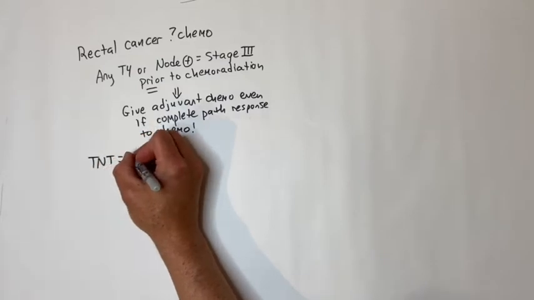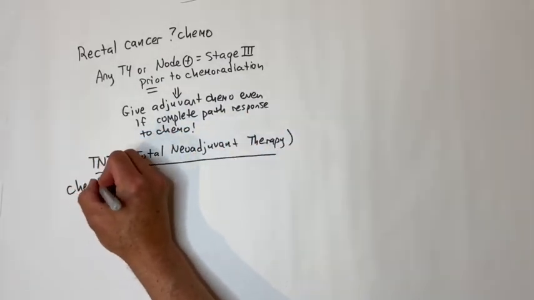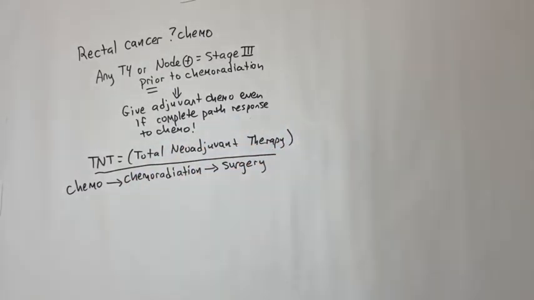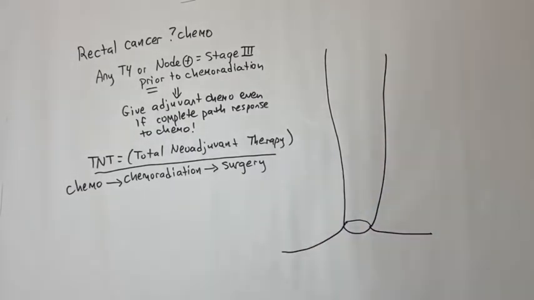Total neoadjuvant therapy, or TNT, is when chemotherapy is given first, followed by chemoradiation, then finally surgery. This is not standard of care yet, but it's commonly discussed now for large tumors of the rectum.